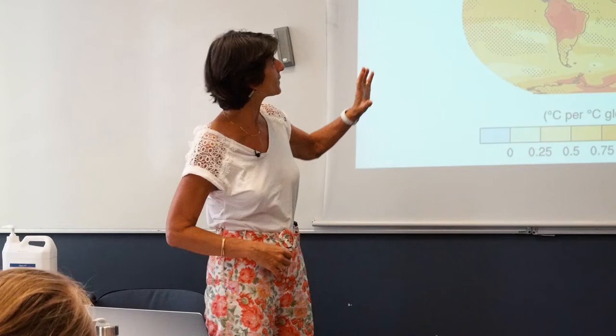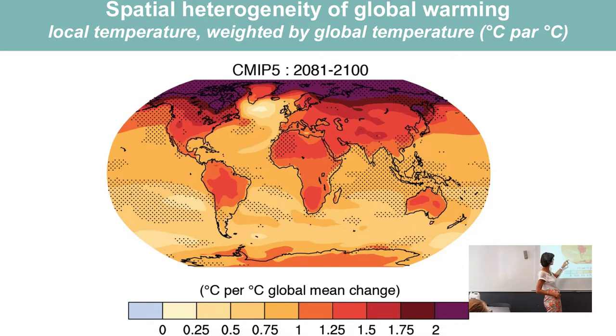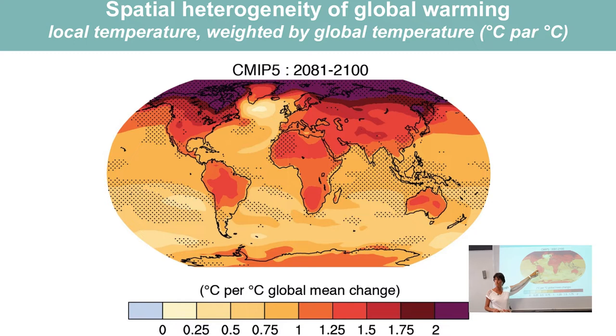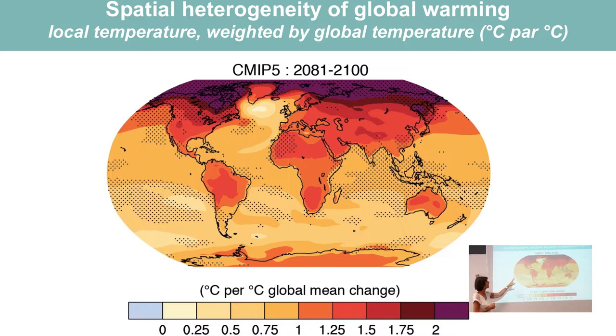This map shows you the degree of warming at a specific spot, weighted by the global warming. So if you have 1 degree of global warming, what you see already is that the more you are in the red, the warmer it is.